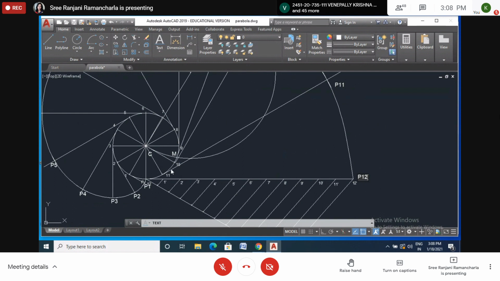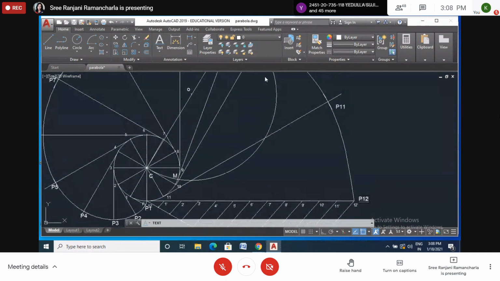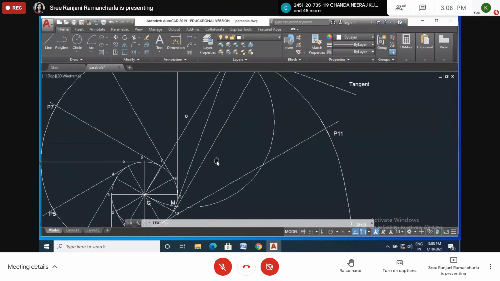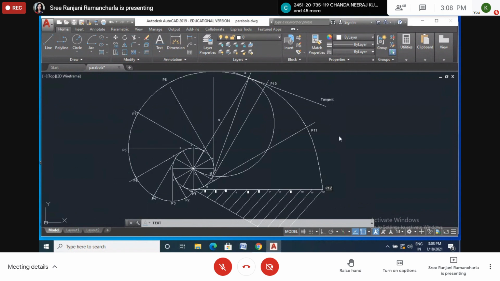So remember this. If this is P11, it means the length measured from P to 11 dash is P11. If this is P10, it means from P to 10 dash. So like that you have to remember. Now everybody is clear? Yes or no? Yes, ma'am. Okay, good.